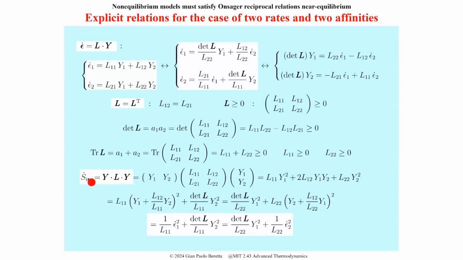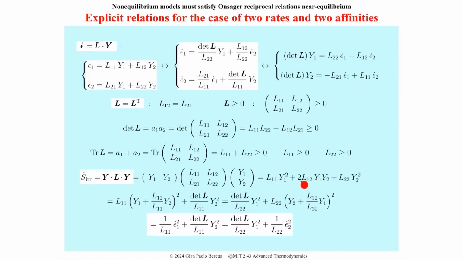And the rate of entropy production is a quadratic form of this matrix. And a quadratic form is written in general this way. However, if you write it in this way, you notice that this double product in the middle may not have a definite sign, because the affinities can be positive and negative. So suppose y1 is positive and y2 is negative. This is negative, and so you have a negative term.